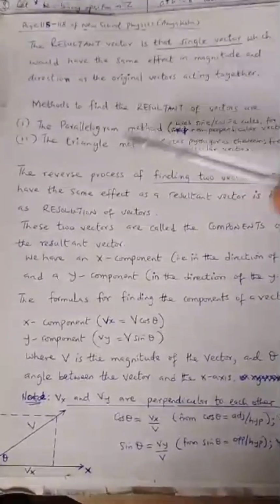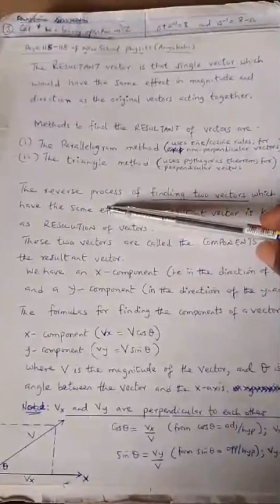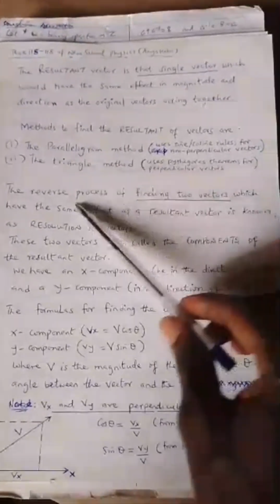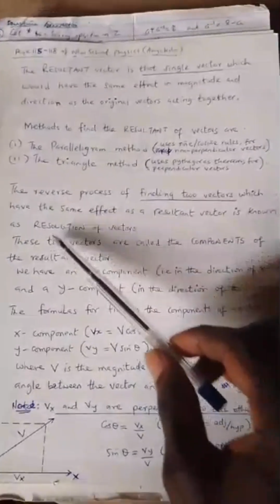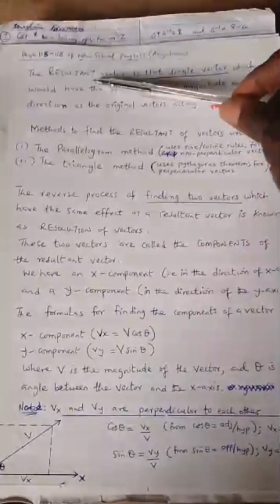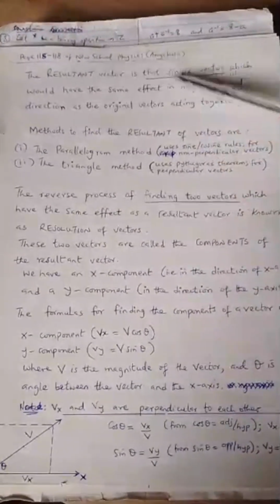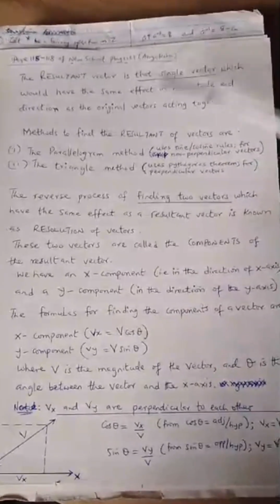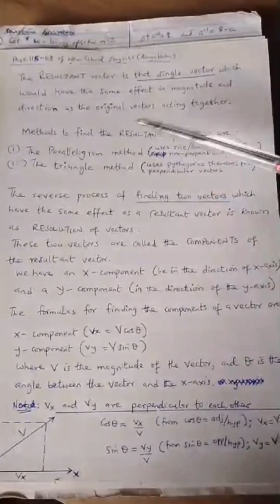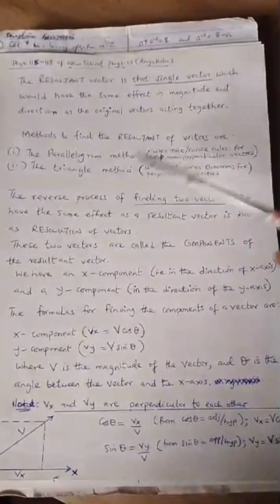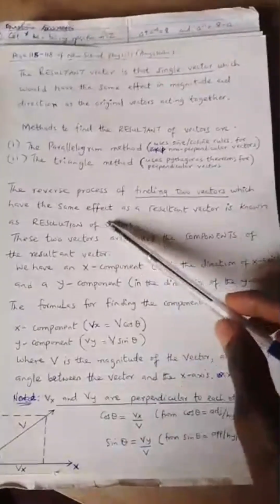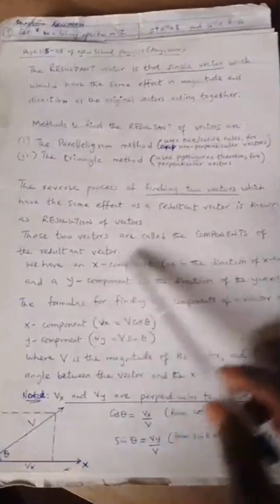For today's class, we're going to continue the topic of vectors. Specifically, we're going to look at resolution of vectors. So if a resultant vector is a single vector that represents in magnitude and direction two or more other vectors, the resolution of vectors is splitting. So basically splitting a resultant vector into its components.